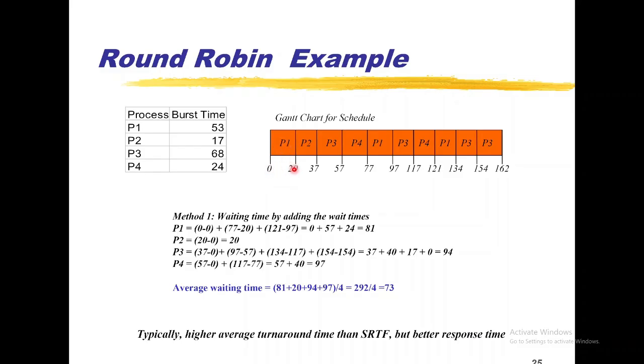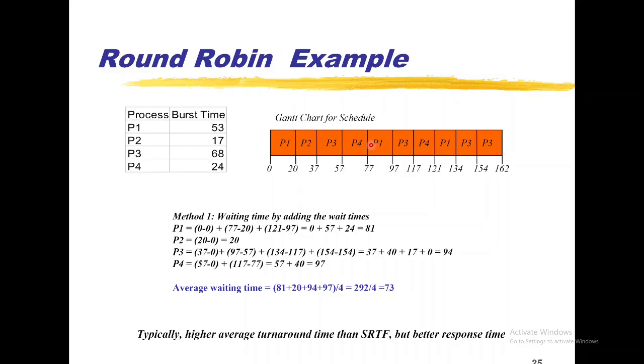P1 was given 20 seconds, all right? So P1 was taken, it ran for 20 seconds, stopped. Pick P2, since it's 17, it ended at 37. You now pick P3 and it ran for another 20 seconds to 57. P4 now ran for 20 seconds to 57. So 1, 2, 3, 4 have finished.